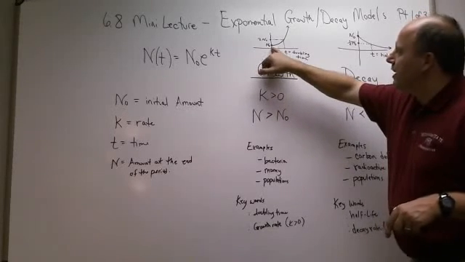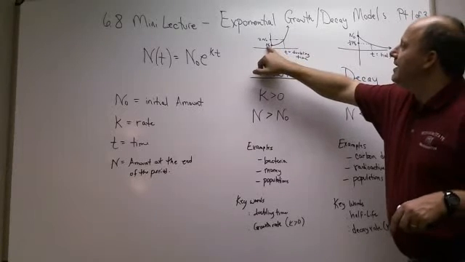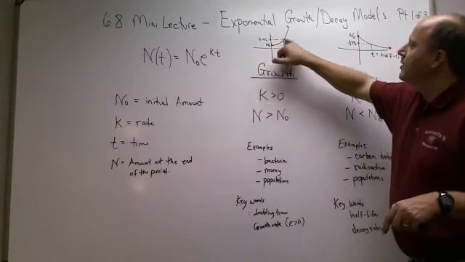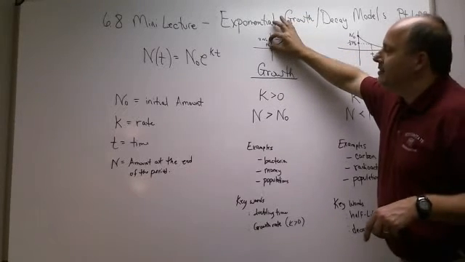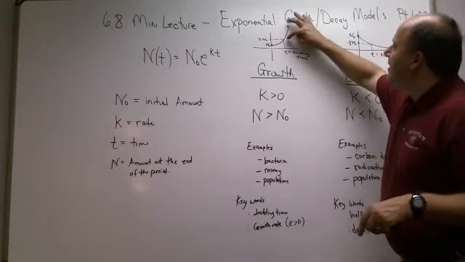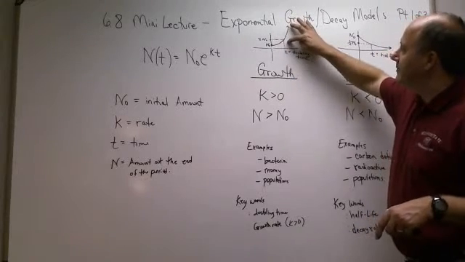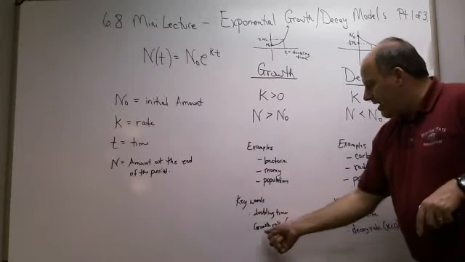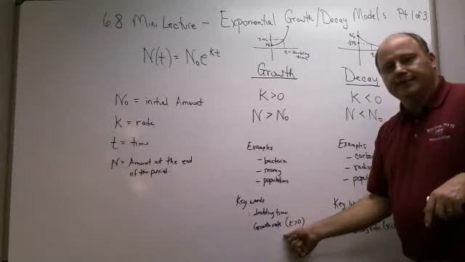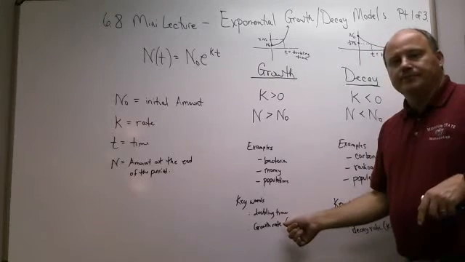N sub 0 is what you have at time 0. So right there, where we hit the y-axis is the N sub 0. And it grows and grows and grows exponentially. At some point, it will double in size. And T is called the doubling time. So the time it takes to double in size is called the doubling time. If you look down here real quick, the key words are doubling time, and K is the growth rate. So if K is positive, it will be growing.